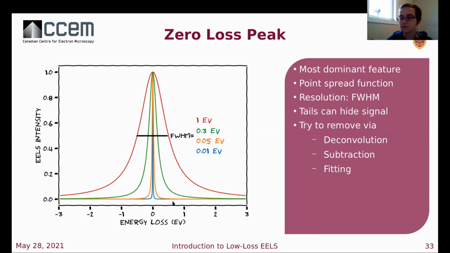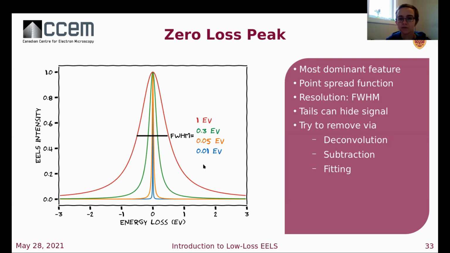There are many ways to try and remove the zero loss peak, such as deconvolution techniques, subtraction techniques, fitting and subtraction of the tails, as is done for the bandgap measurement. But overall, this is one of the most prominent peaks in your low loss region. And it is the final peak that I'm going to talk about today.